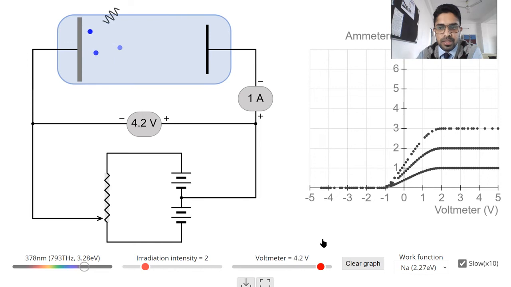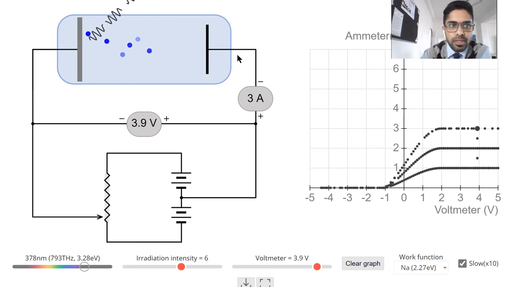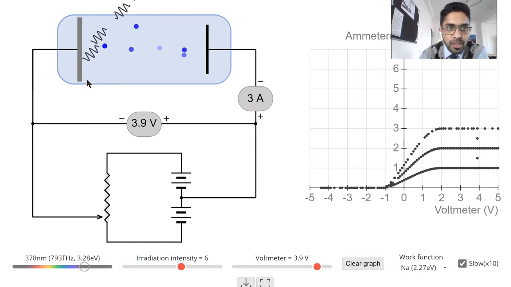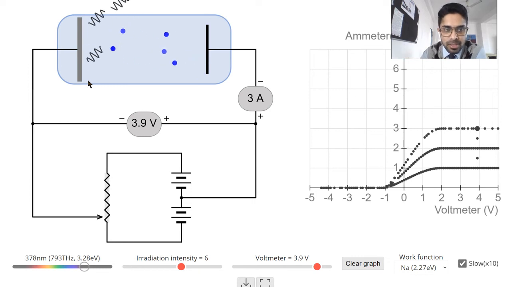As you can see here, for an intensity of 2 units, the saturation current is 1 ampere. When we double it to 4, the saturation current also doubles to 2. When we increase it to 6 units, the saturation current also increases to 3 ampere. And as I have told you, increasing the intensity, what is happening? The number of photons falling here is increasing, right? So the more the number of photons falling on the metal surface, the more will be the number of electrons that are emitted.